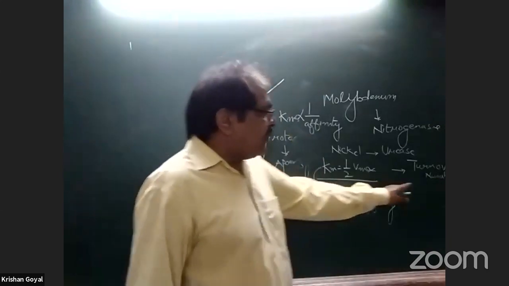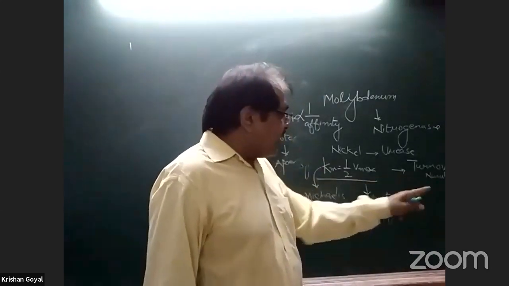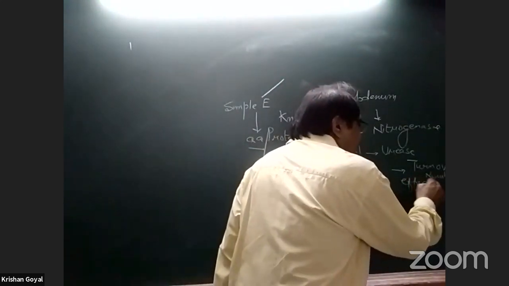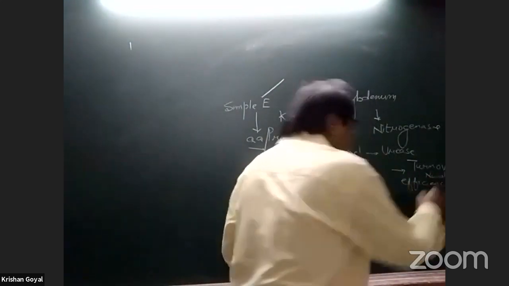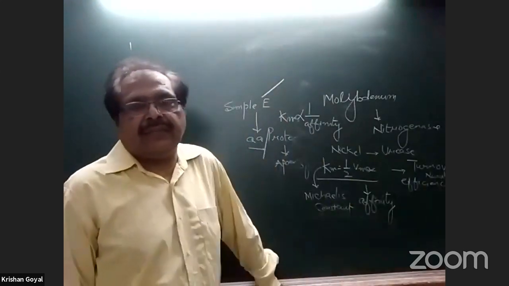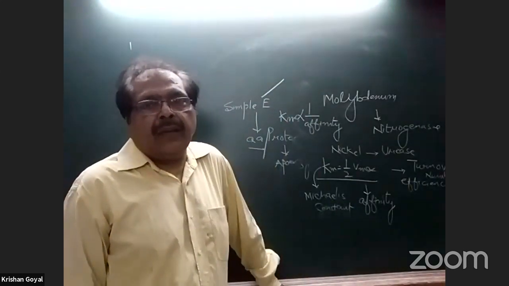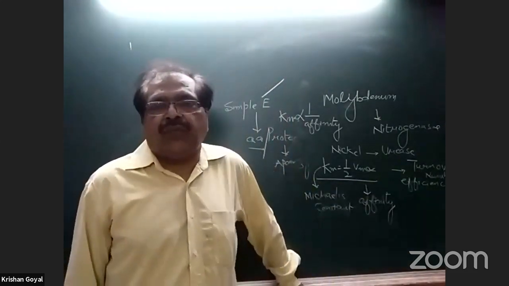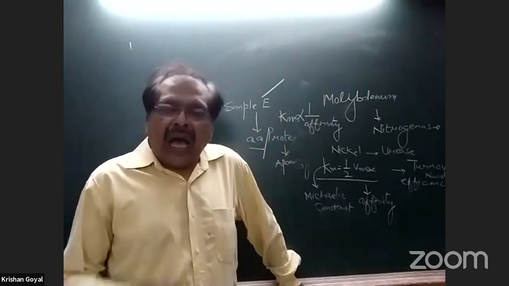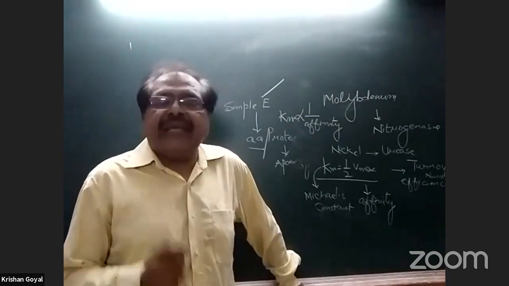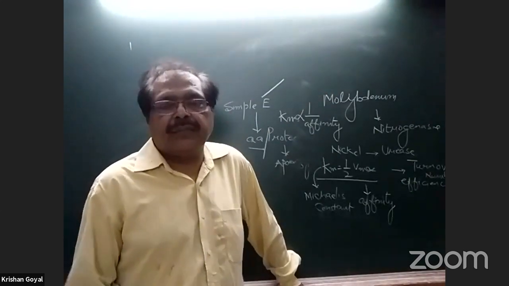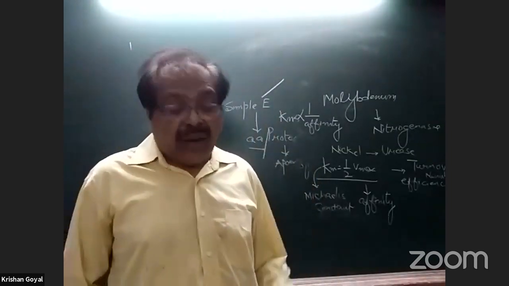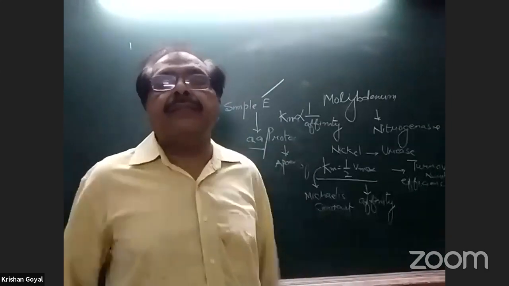Now, at the same time, remember turnover number. It gives us the efficiency of the enzyme. Don't confuse the words affinity and efficiency. How can we define the turnover number? How many molecules of substrate can be broken down by one molecule of enzyme in 1 minute?